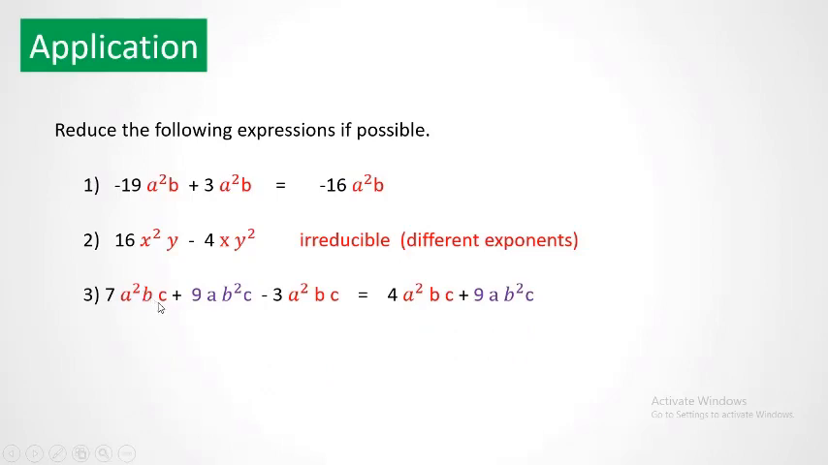7a squared bc plus 9ab squared c minus 3a squared bc. Do we have here similar monomials? Yes, we have two similar monomials: 7a squared bc and minus 3a squared bc. So we can add or subtract the coefficients of the two similar monomials. Then 7 minus 3 is 4, so 4a squared bc, and plus 9ab squared c remains the same.